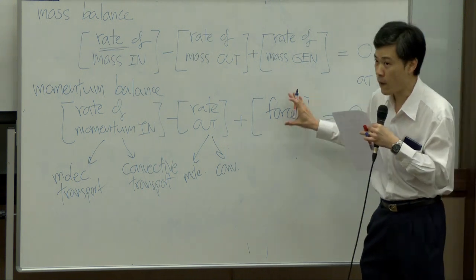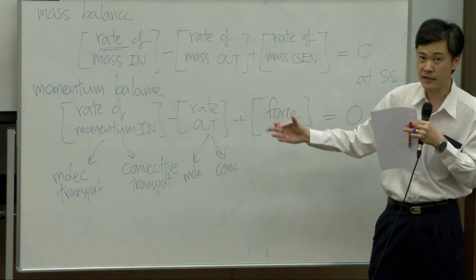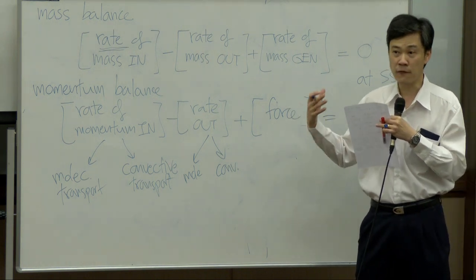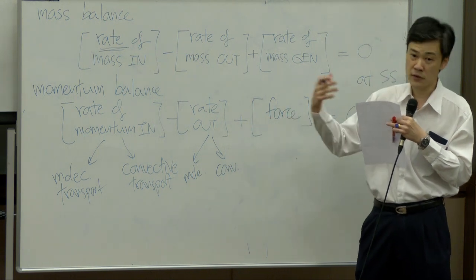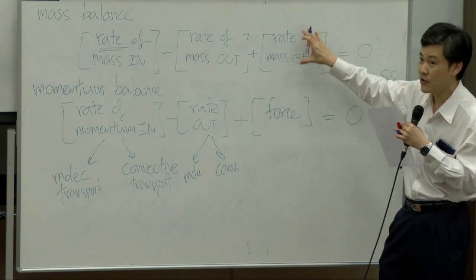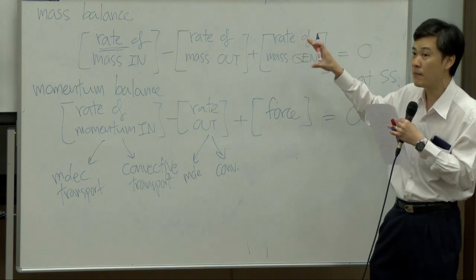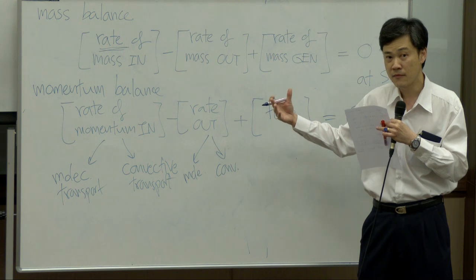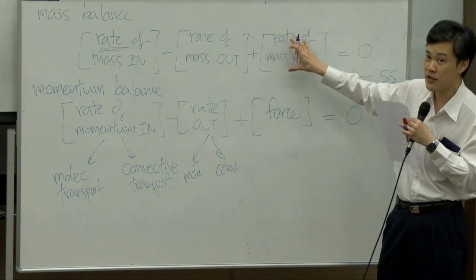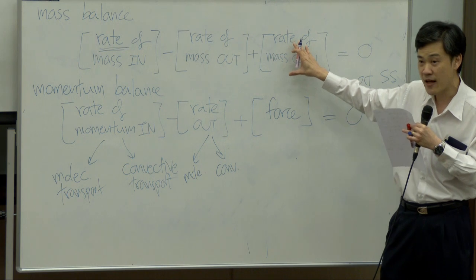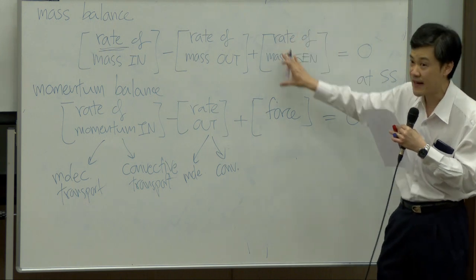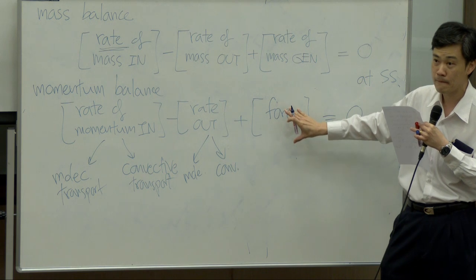Of course, if the force is given to the system, my system gains momentum. If the system acts the force on others, the system loses momentum. So this term is a net generation. Just like in the mass balance, your reactant, your species, may be both reactant and product at the same time. The reaction consuming your species decreases the concentration of your species within the system. At the same time, if your species is also generated by reaction, there'll be a generation term as well. So this term is the net generation, just like this. Understand?